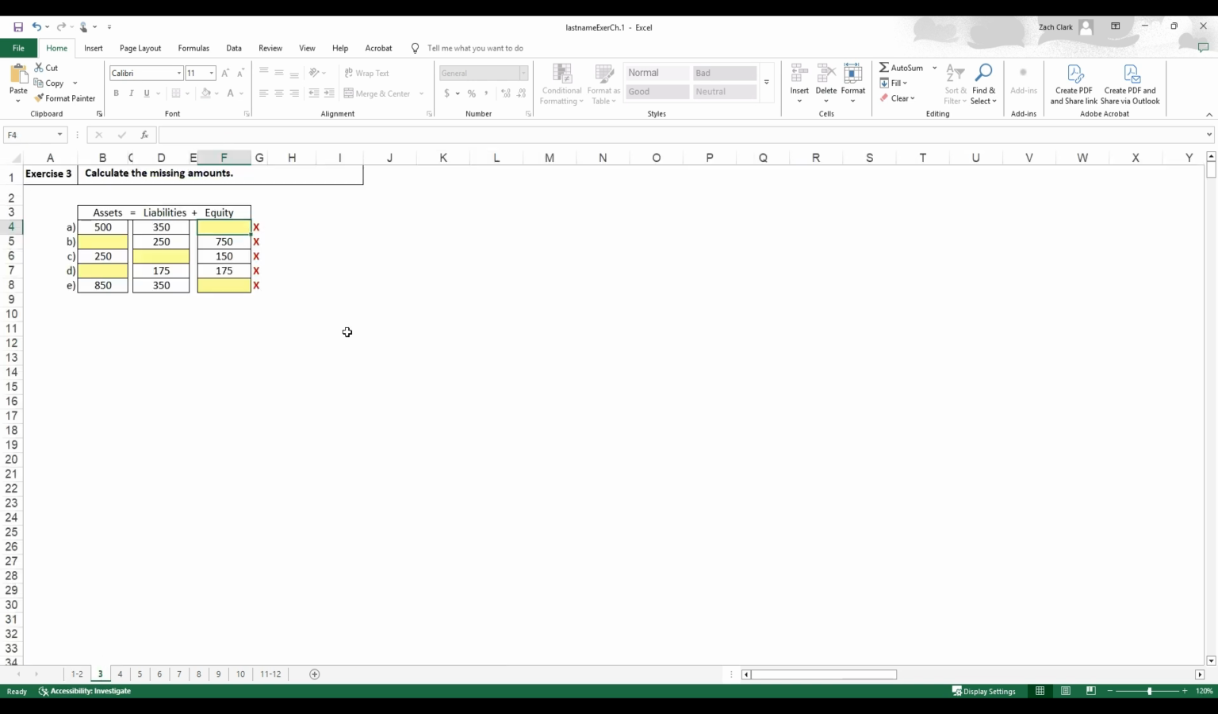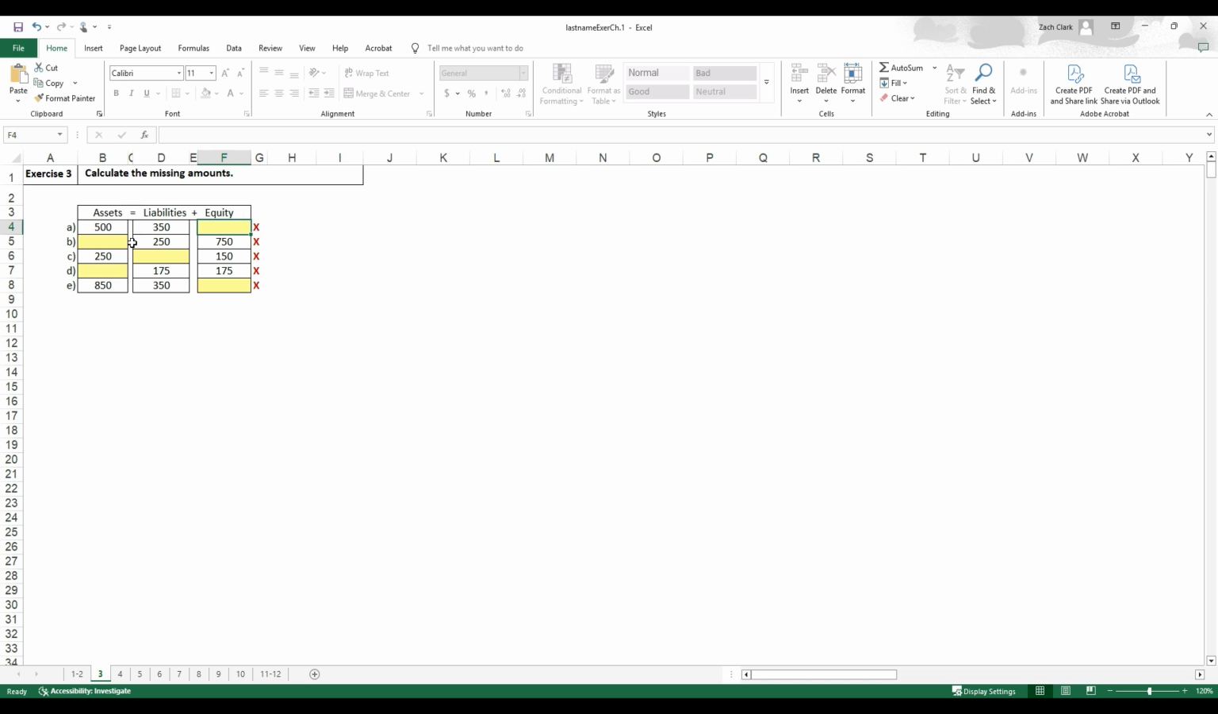Let's take a look at exercise 3. Here we're just calculating the missing amounts. This is an exercise to help us shore up our understanding of the accounting equation, very important in accounting. You can see here we've got $500 in assets, 350 in liabilities. It's a basic algebra problem, if you will, just to get you comfortable doing this kind of analysis.